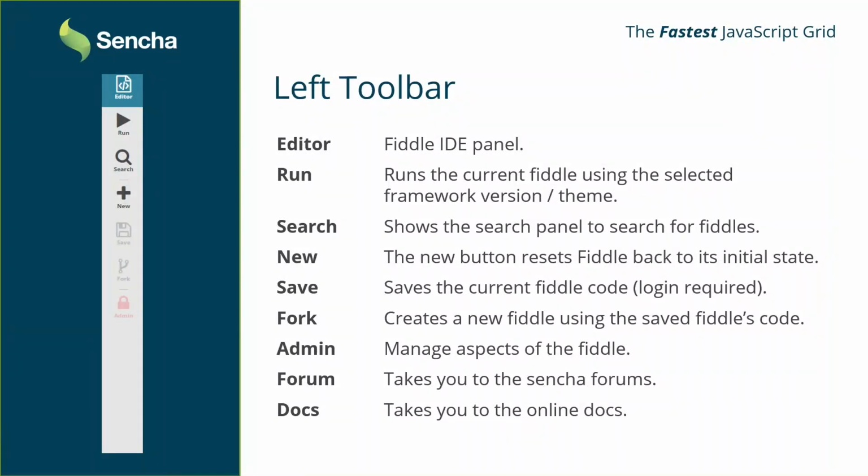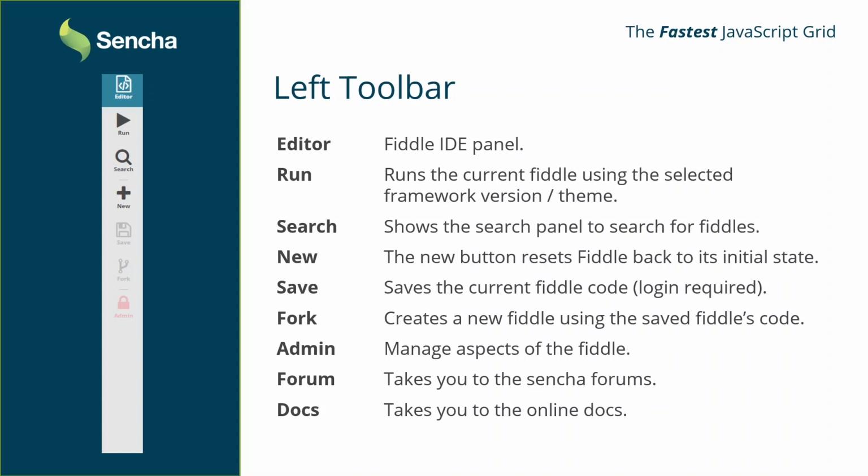On the left, we have the left toolbar. We have several different options. One of them is just the basic editor button, which basically just loads the work area. We have the run button to test what you're programming. We also have search to open any previously saved fiddles, either from you or any developer that have used the Sencha Fiddle and has chosen the option to share.